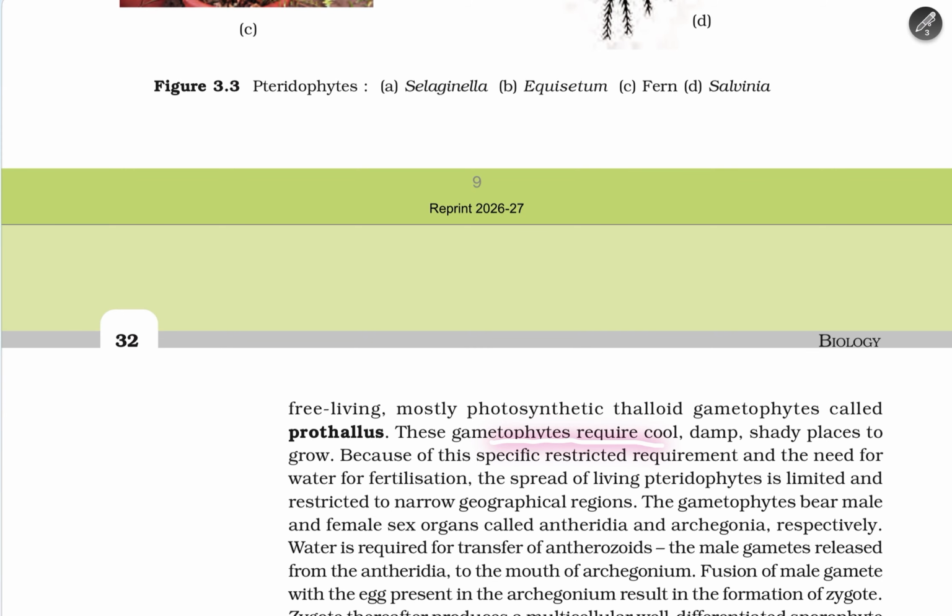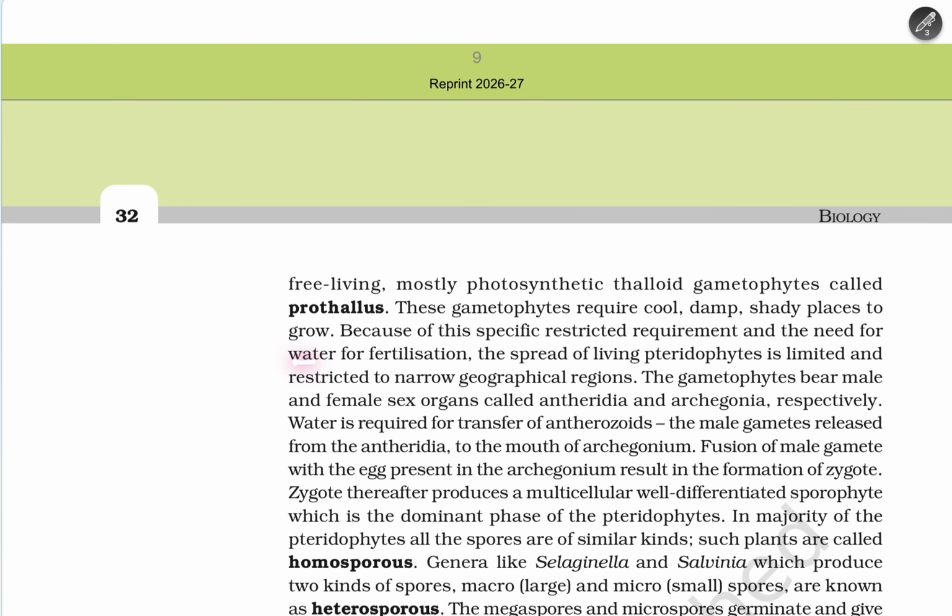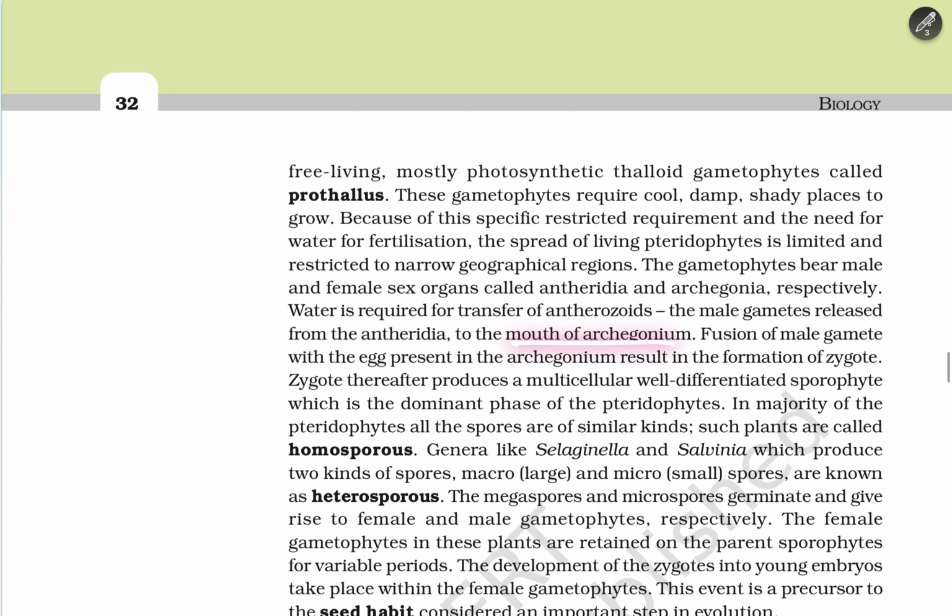These gametophytes require cool, damp, shady places to grow. Because of this specific requirement and the need for water for fertilization, the spread of living pteridophytes is limited and restricted to narrow geographical regions. The gametophyte bears male and female sex organs called antheridia and archegonia, respectively. Water is required for transfer of antherozoids, or male gametes released from antheridia, to the mouth of archegonia. The fusion of male gametes with the egg present in the archegonium results in the formation of a zygote.